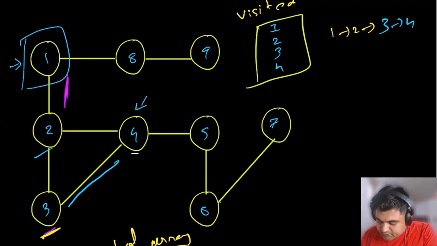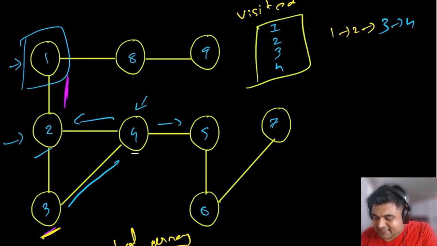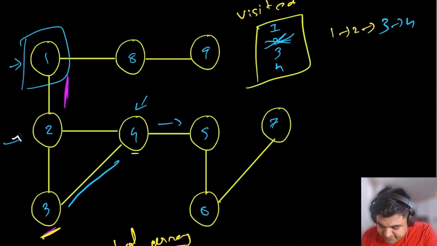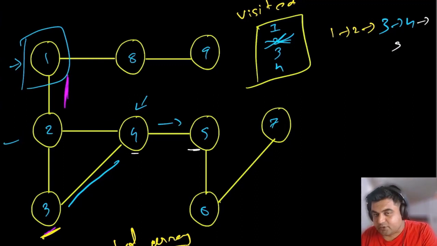Now again from this node number 4 we have 2 possibilities. We can go to node number 5 or we can go back to node number 2. But when we try to go back to node number 2, we can clearly see that 2 has been visited. Since 2 has been visited, there is no point in going back to node number 2, and the only direction we can go is node number 5. So next we are going to visit node number 5.